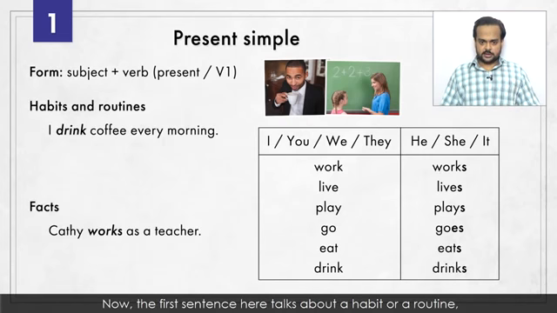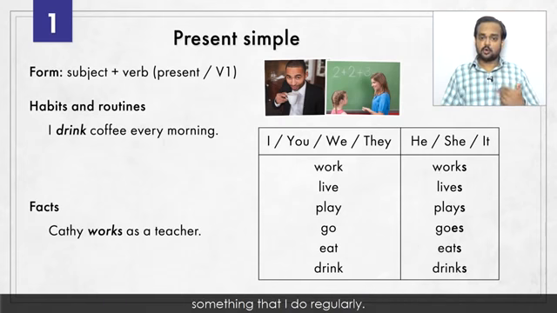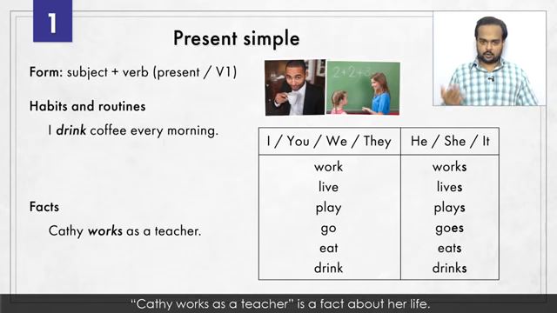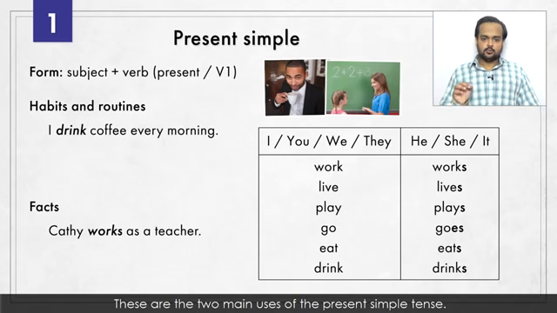Now the first sentence here talks about a habit or routine, something that I do regularly. The second sentence is a fact. Kathy works as a teacher is a fact about her life. These are the 2 main uses of the present simple tense.